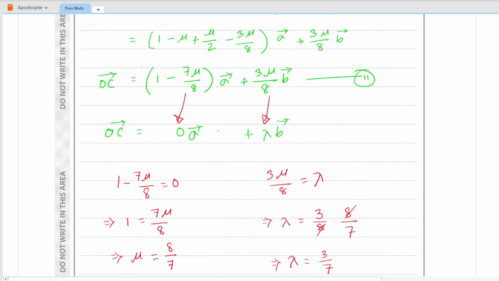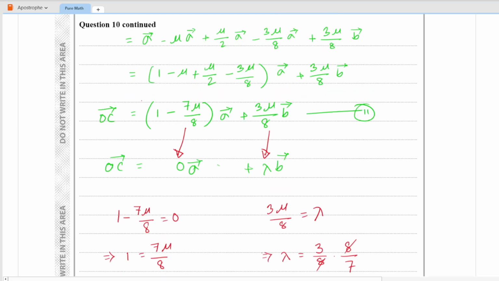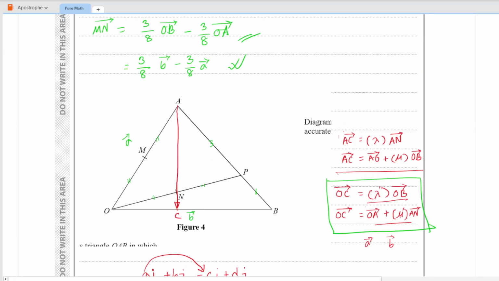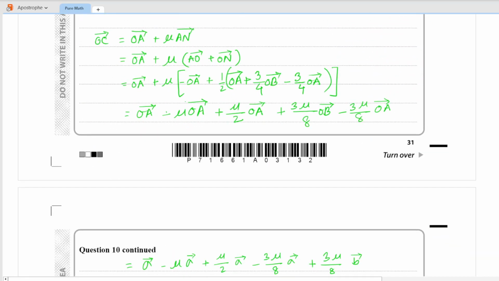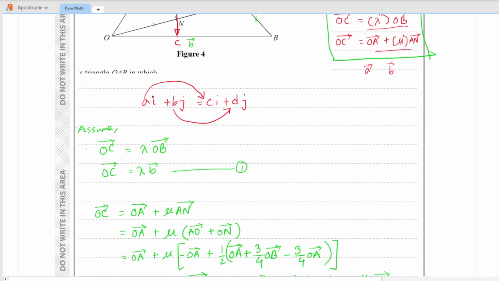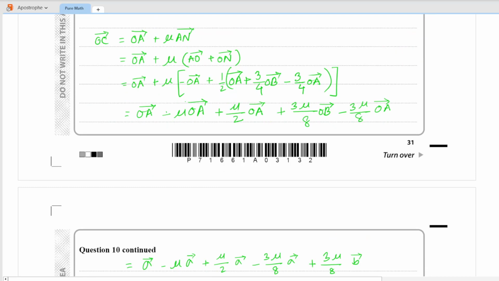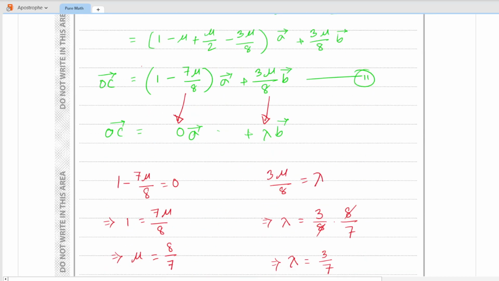Lambda and mu are something that we are using. It's not given in the question. So the question paper or answer sheet doesn't know what lambda and mu are. We have to give our answers using the variables or vectors that were given to us in the question paper. So we have to write either OC is equal to lambda b or OC is equal to this. It doesn't matter which one you use, you'll get the same result.